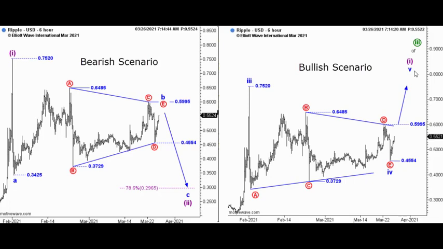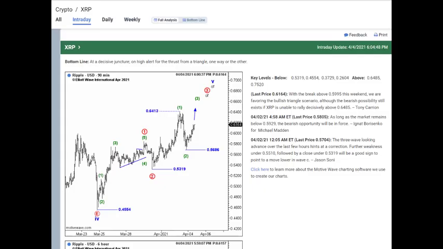This is why triangles and then ending diagonals are my favorite patterns, because of the speed at which the price action can go within our favor. It can often be a rapid return on one's investment.